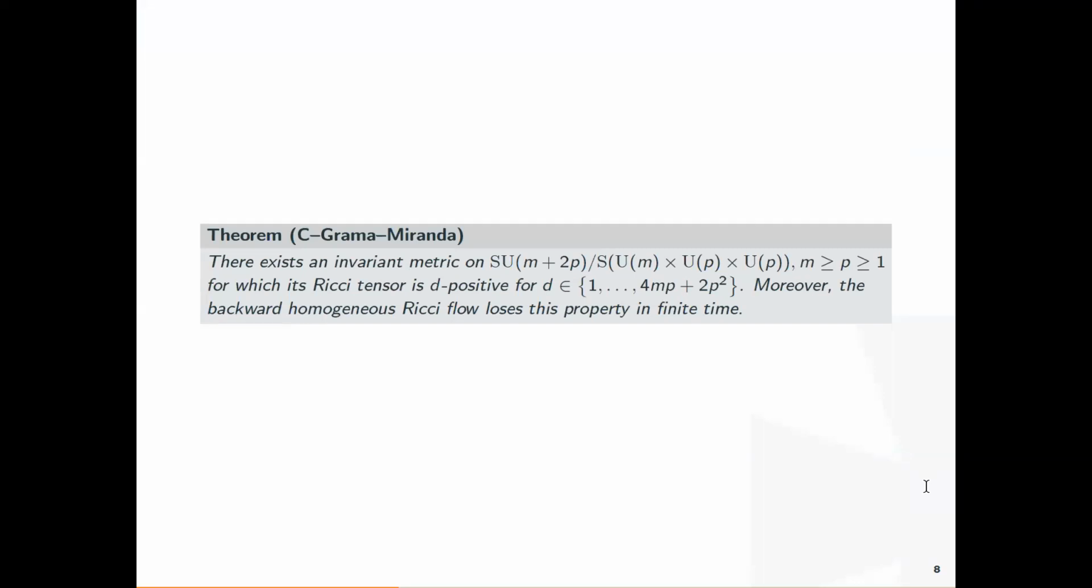About another result that was obtained with Ricardo and Lino: there exists an invariant metric on this Wallach space, this flag manifold, for which the Ricci tensor is D-positive for D varying, of course, from 1 to its dimension, such that the backward homogeneous Ricci flow loses this property in finite time. So we have constructed metrics with positive D intermediate curvature such that the Ricci tensor is D-positive, and such that the backward homogeneous Ricci flow loses this property in finite time.